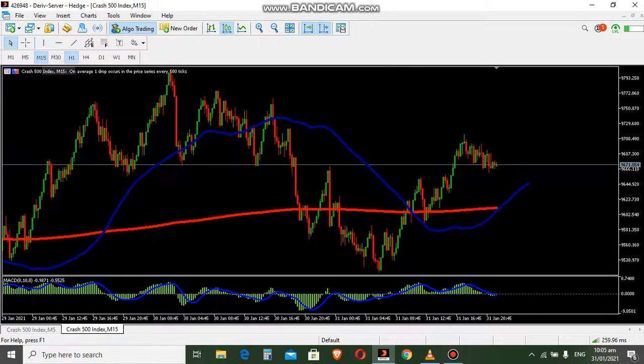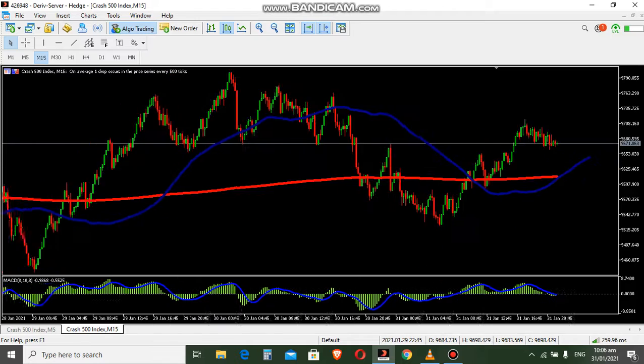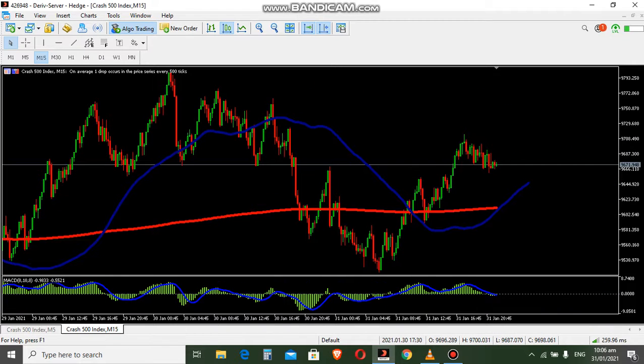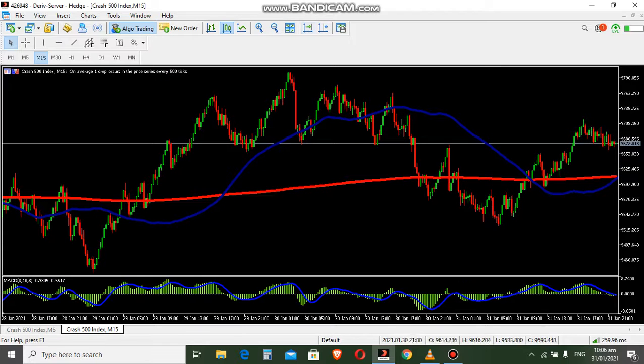You shift to our 15 minutes and you look at where the price is. If I say price, I mean where the candlestick is now. If the candlestick is above this 800 EMA, it means buy. That's the first confirmation. The second confirmation, you look at if the candlestick is also above this 55 SMA, it's a second confirmation of buy.